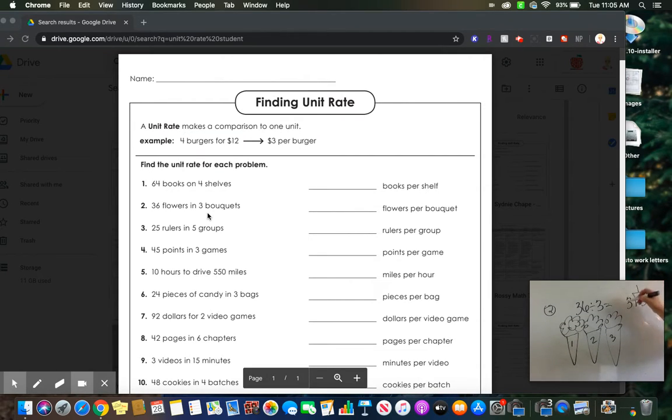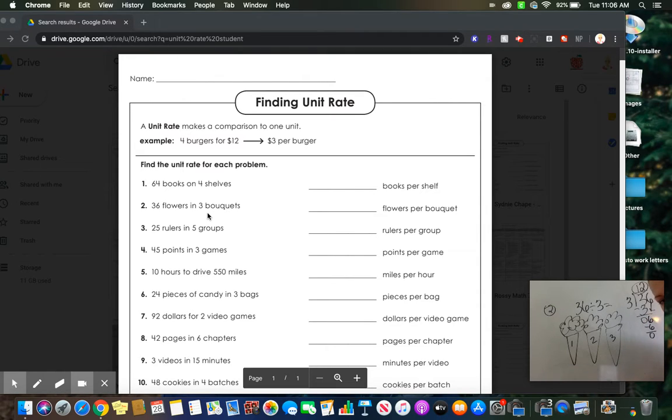1. 3 times 1 is 3. You subtract, you get nothing left. Go ahead and bring down the 6. 3 goes into 6 2 times. 3 times 2 is 6, so you're done. And the answer is 12. So 12 flowers in each of these bouquets. 12, then plus 12, plus 12, and you get 36. Okay, so 12 flowers in each bouquet or per bouquet. Okay, that's number two.